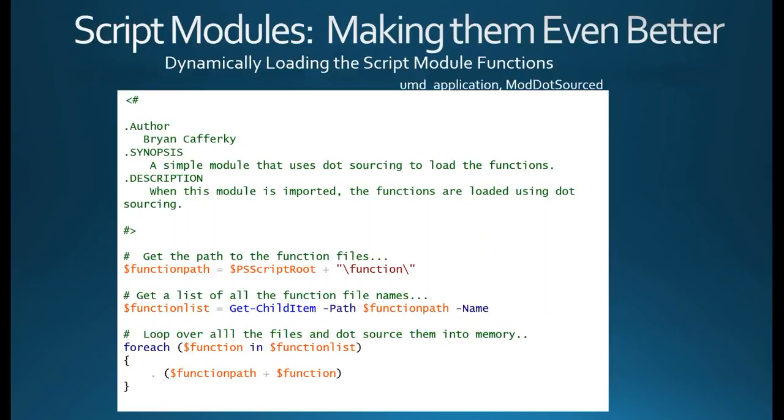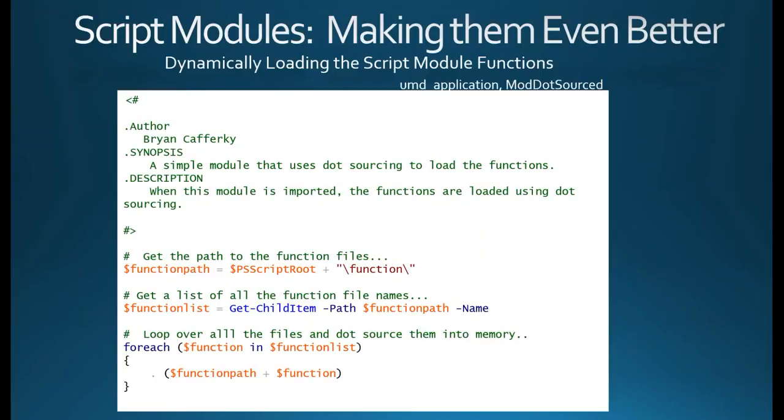The next line does Get-ChildItem on function path, and it returns a list of just the names of each of the scripts. Then I iterate over the function list using a foreach. I get all of the functions, that full list, and then I just do a dot source, and the parentheses force it to resolve the concatenation of function path with function name, and then it dot sources it.